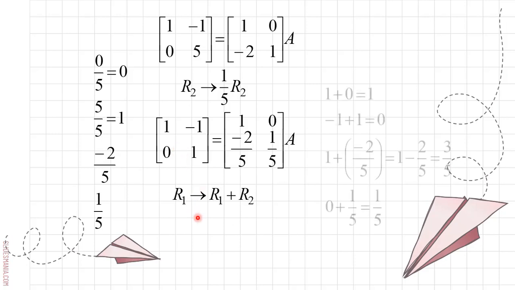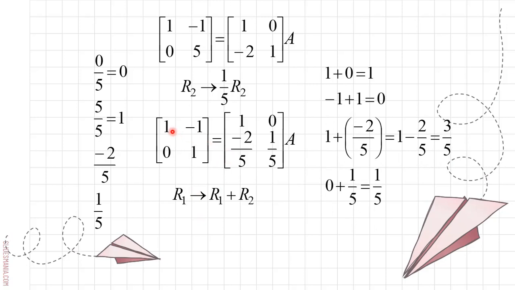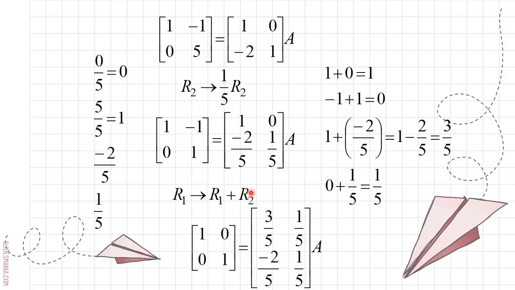What will happen? R1 plus R2: 1 plus 0 gives me 1, minus 1 plus 1 gives me 0, 1 plus minus 2 by 5 gives me 3 by 5, and 0 plus 1 by 5 gives me 1 by 5. So the elements of the first row change and the elements of the second row remain the same. So this gives me this matrix. Now if you see, your LHS is the identity matrix and your RHS is some other matrix. Suppose I call this B and this A.